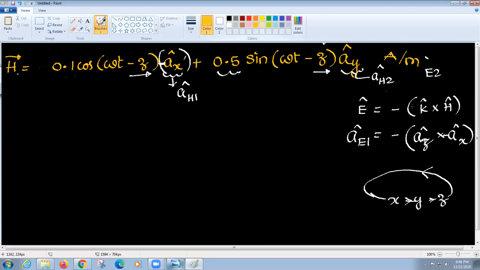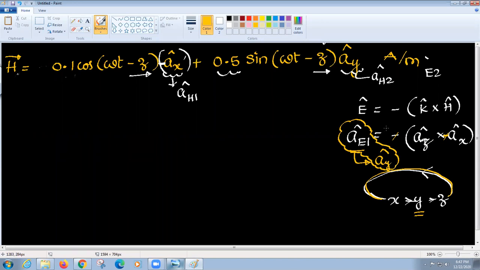This negative, let me take this color. So I'll put this negative sign here. Negative, negative, positive. So you see AZ cross, you have positive AX now. AZ cross positive AX is equal to positive AY. That means AE1 must be equal to AY. So finally we found the polarization for the first component of E.